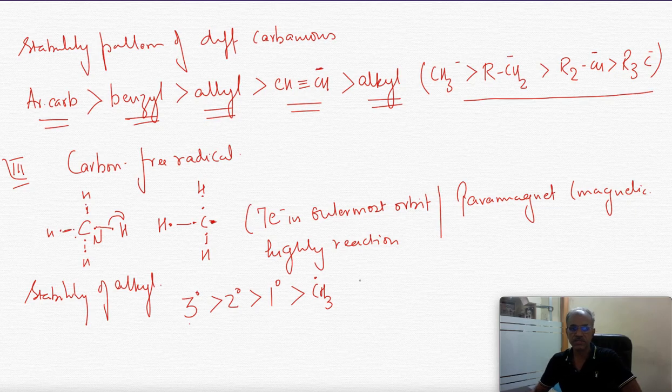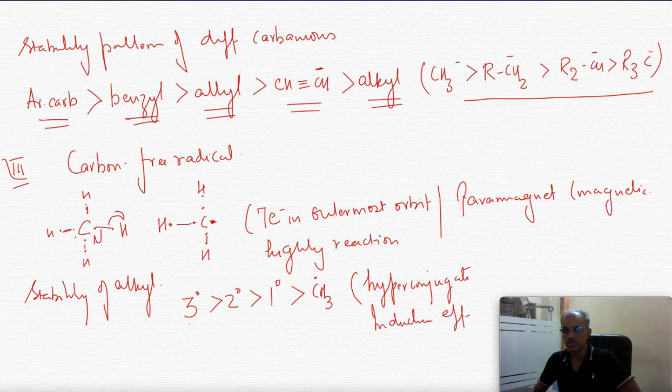So what is the reason behind that? The reason is hyperconjugation, and then the inductive effect, to be more precise, the plus I effect. Fine. So this shows the stability of the alkyl radical.